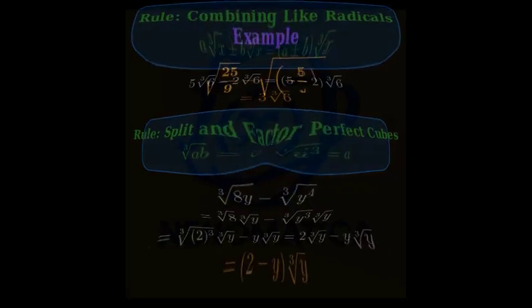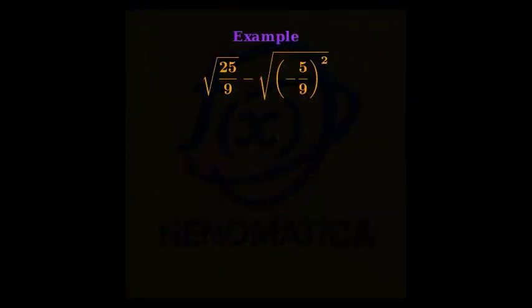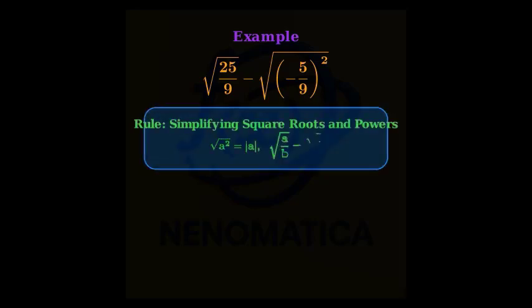Quick challenge: the square root of 25 over 9 minus the square root of negative 5/9 squared. We will simplify square roots and powers, then handle the double negative, combine fractions, and finish. Rule: simplifying square roots and powers. The square root of a squared equals absolute a. Also, the square root of a fraction equals the fraction of the square roots. Step 1. Simplify both square roots.